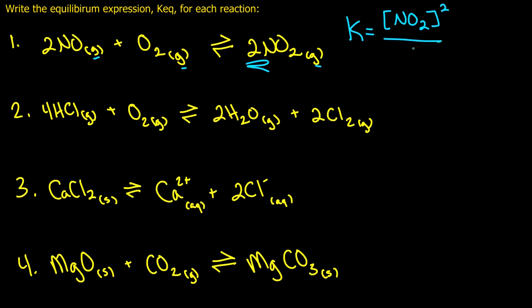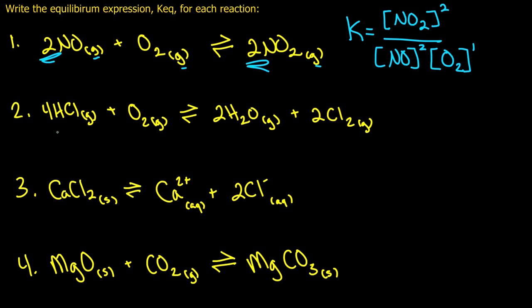Now I do reactants on bottom. Reactants are the ones on the left side of the arrow, and I have 2 of them. So I got NO, the concentration of NO, and it is going to be squared, times the concentration of O2, and it's just to the first since it does not have a coefficient. It's generally understood to be 1, but if you want to, you can put a 1 there. And there is our first answer.